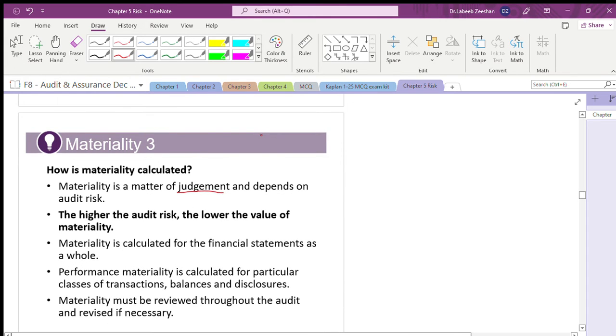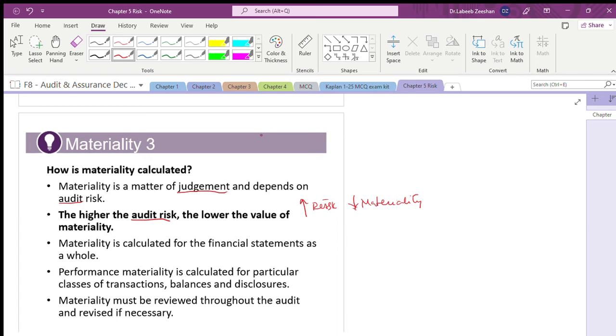And it depends on the audit risk. The higher the audit risk, the lower the materiality. If the risk is high, what happens? Materiality will be very low. The amount will be very low as such. The value will be very low. Definitely, that is the reason you have to make sure.